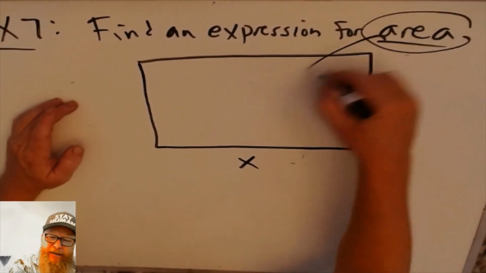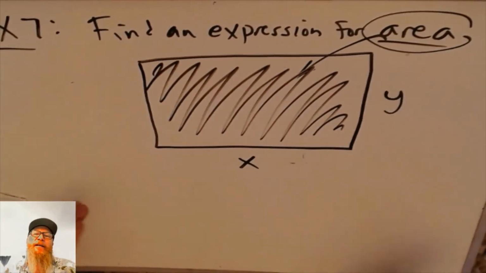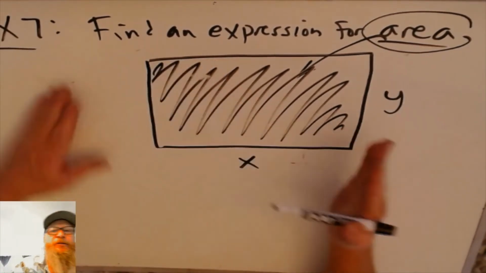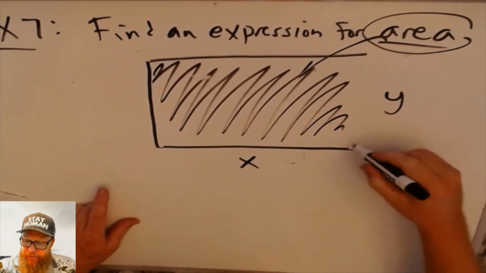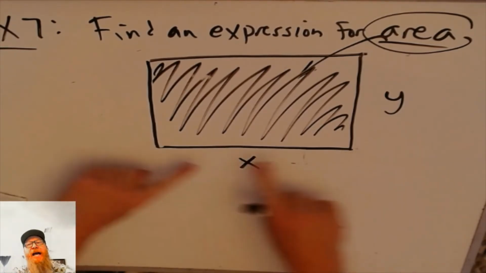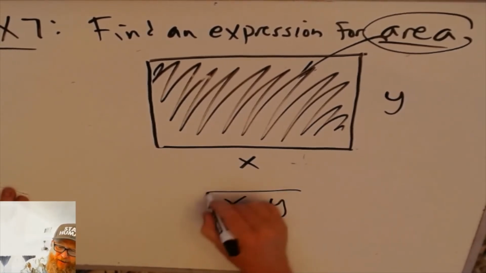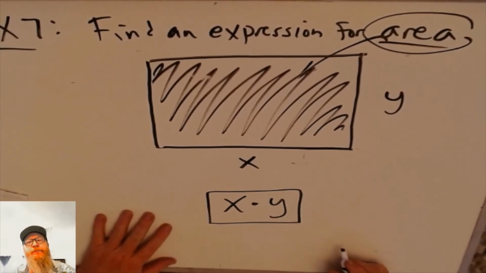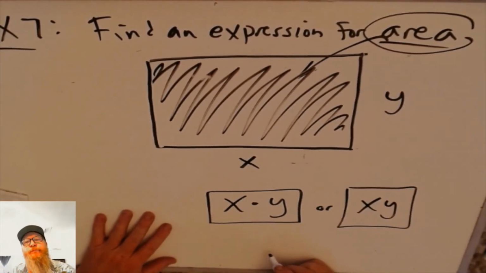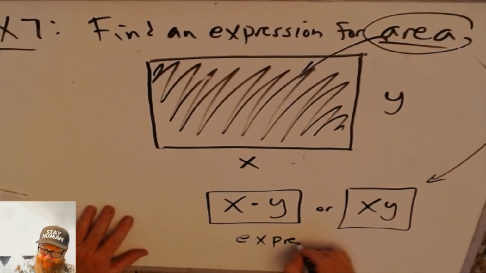Remember, area is the inside of the rectangle. Sorry, my rectangle doesn't look very straight. It's because my camera is tilted at an angle, so you're seeing a kind of skewed version of it. Let's see if I can make it look a little straighter. There we go. All right, if this side is x and this side is y, the area is x times y. Or you could just say xy. That's it. This is the expression for area.